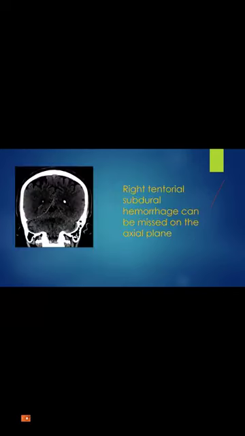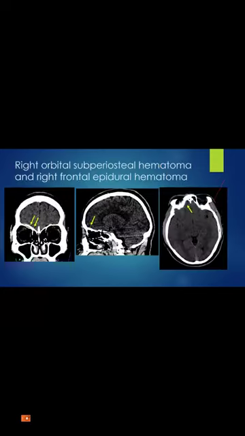Here is an example of minimal subdural hemorrhage along the right tentorium, which can be easy to miss in the axial plane. Again, there is extraaxial hemorrhage here, easier to see in the coronal and maybe sagittal, but not easy to see in the axial. Here, a little bit of this hemorrhage.